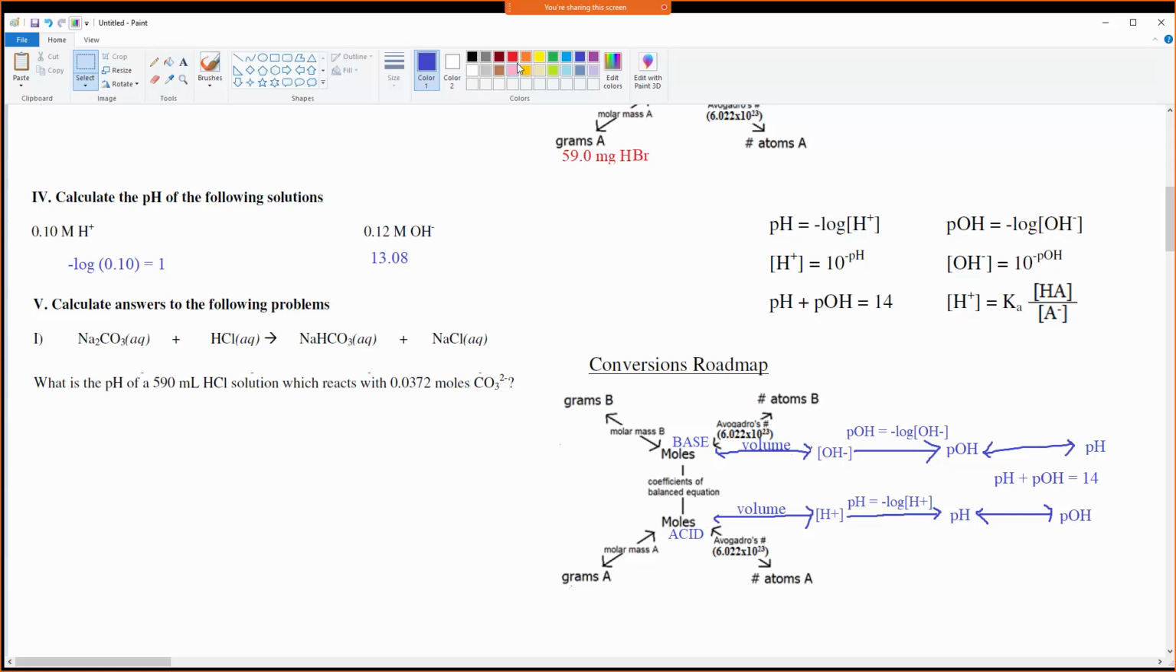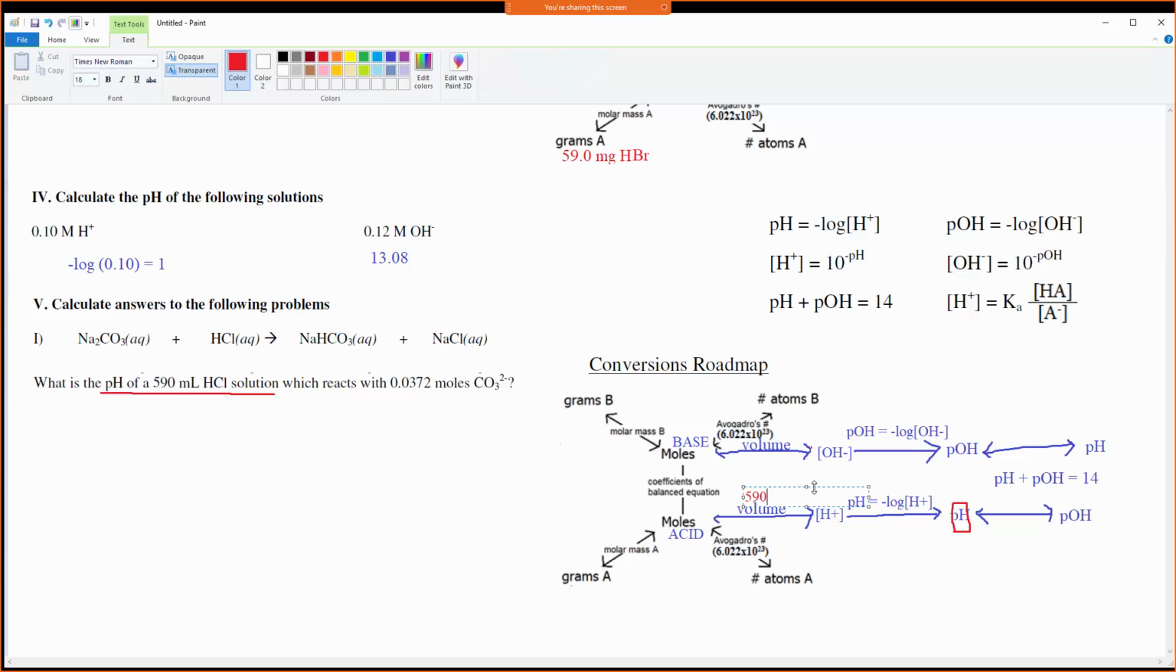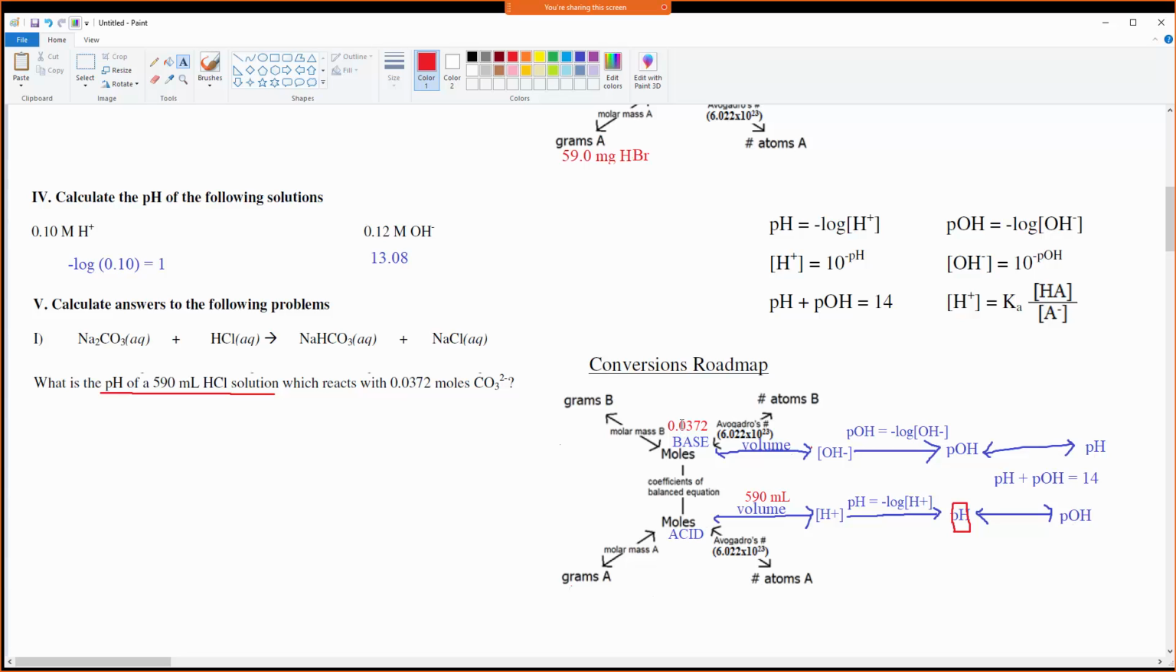Okay, so for this particular problem, let's see, they want the pH of the acid solution. So this is my target here, the pH of the acid solution. And they gave me that it's 590 mL, so that's going to go here. And they give me that it reacts with, here's moles of my base right here, 0.0372 moles of my base. So hopefully you can see I'm going to go from moles of base to moles of my acid, use the volume to go to concentration of my acid, and then I'm going to use this formula to get to pH, right?